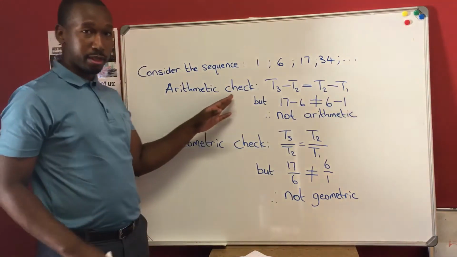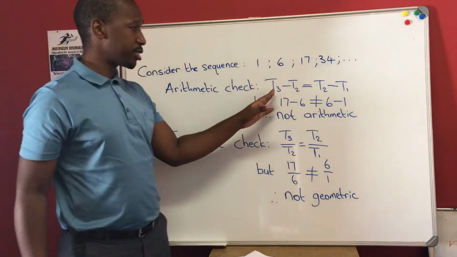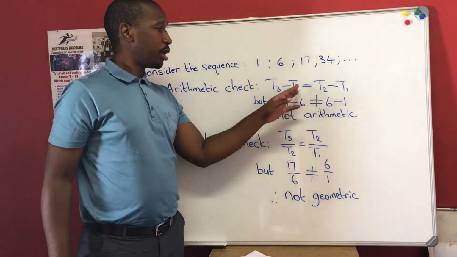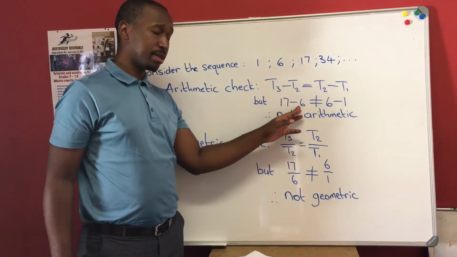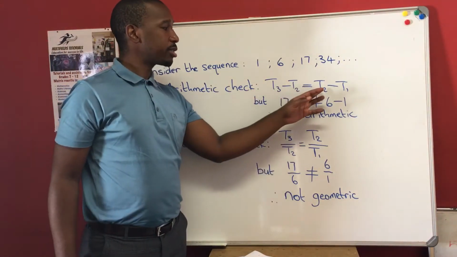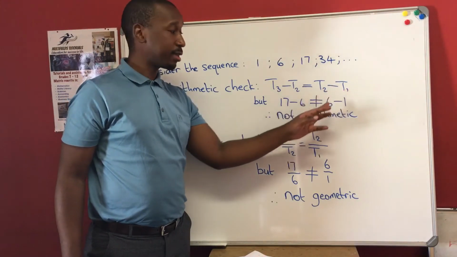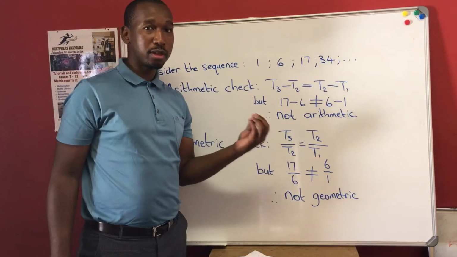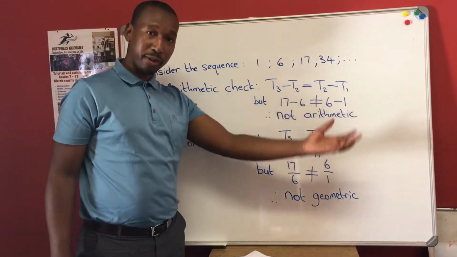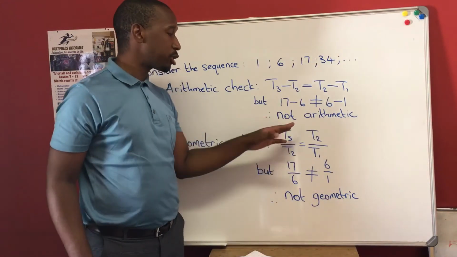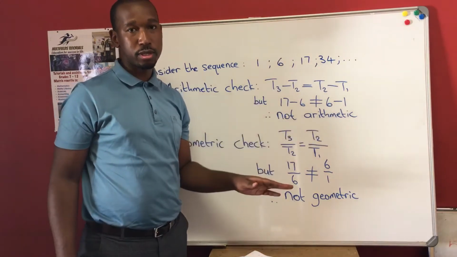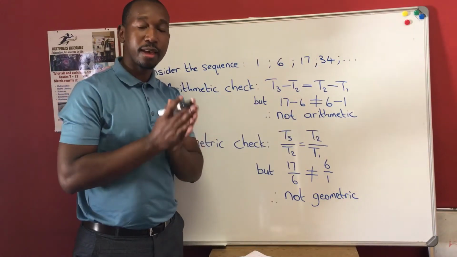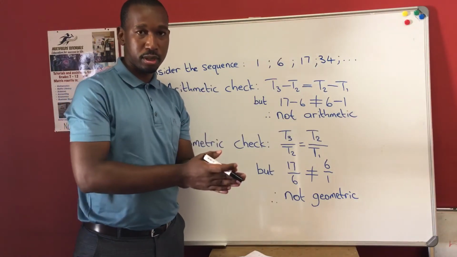So we do the arithmetic check, and we check T3 minus T2, and we get 17 minus 6, which is 11. Then we check T2 minus T1, that gives us 6 minus 1, which is 5. Now, those two numbers are not the same. 11 does not equal 5. So therefore, it cannot be an arithmetic sequence, because arithmetic sequences have a common first difference.